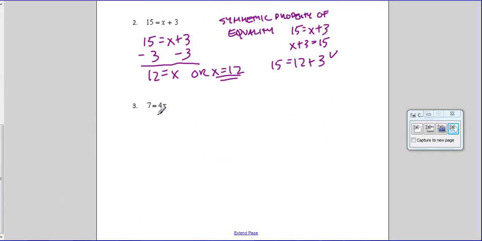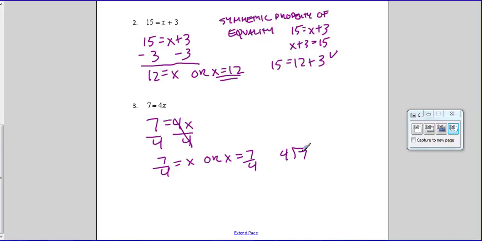Question 3, x is on the right side. I have 7 equals 4 times x. Well, this is multiplication times x. To undo multiplication, I use division, so I'm going to divide both sides by 4. So I have 7 over 4 equals x, because 4 divided by 4 is 1, or x equals 7 over 4. You could write this as a mixed number by dividing 4 into 7. 4 goes in 7 once. 1 times 4 is 4. 7 minus 4 is 3. So this also can be written as 1 3/4.